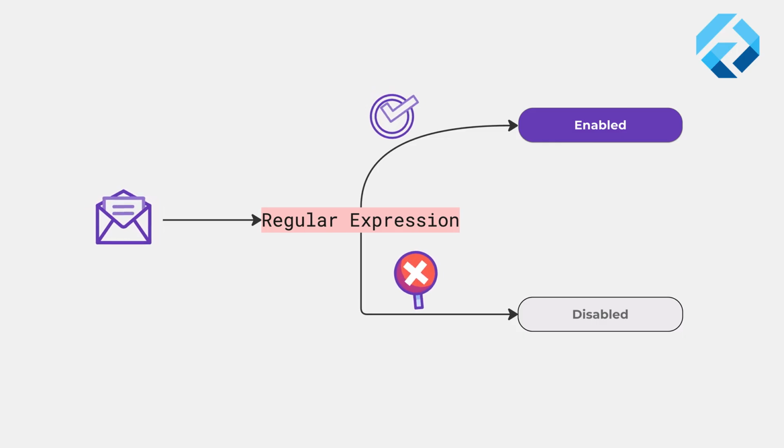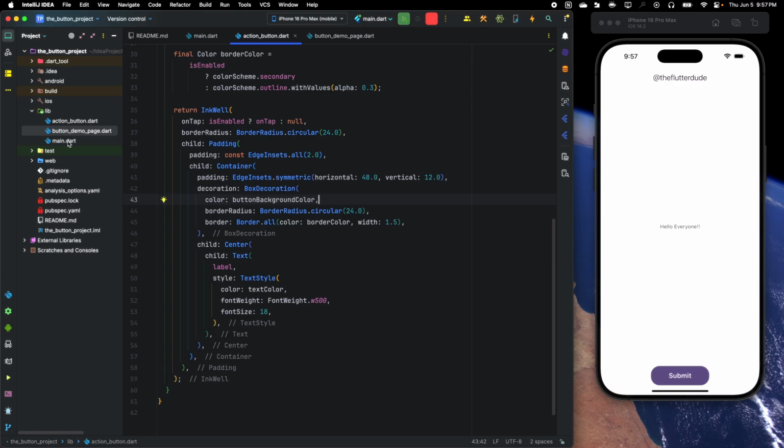Often we need to perform some validation before enabling a button. A very common example is email validation. That's what we will implement. We are going to build a simple text field that validates an email address using a regular expression. No complex forms, just the essentials.